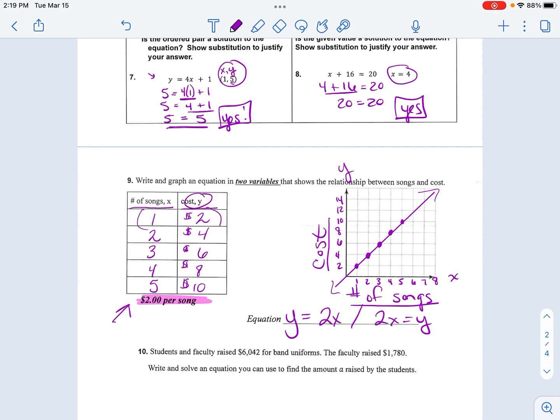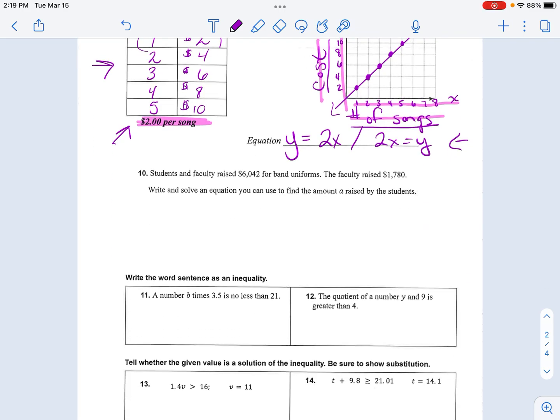Okay, lots of different points for number 9. You need to get all of these correct. I need to see the equation. I need to see labels on your graph. I need to see numbers on your graph, and then plotting all of the ordered pairs from our table.